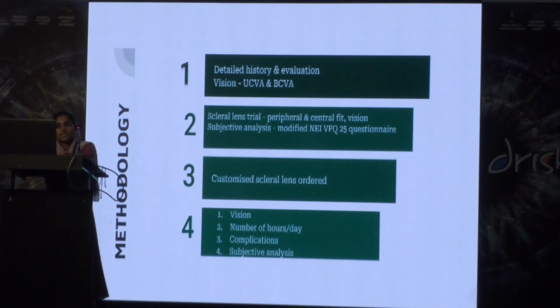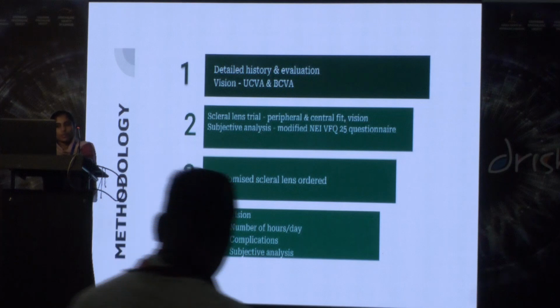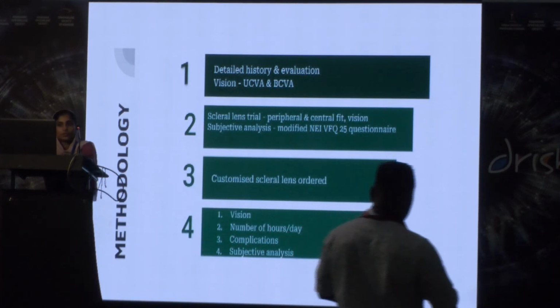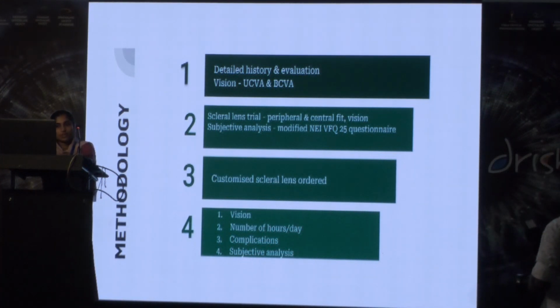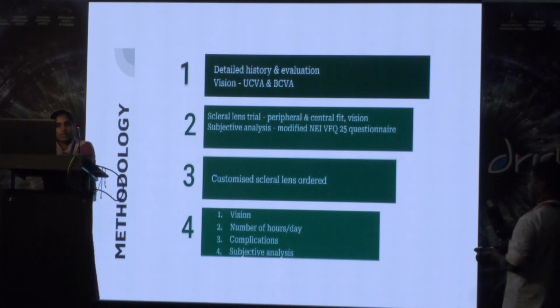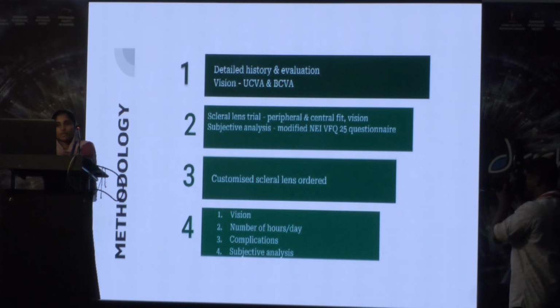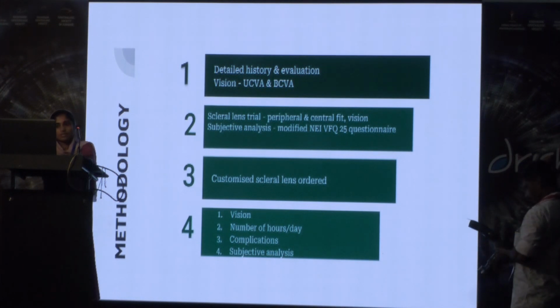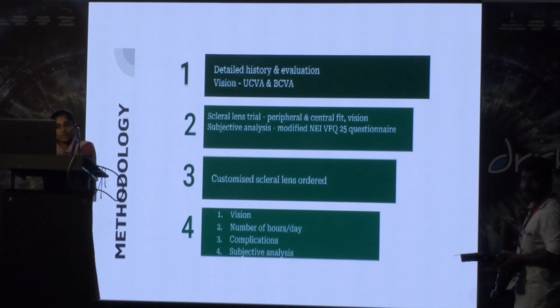Methodology. First, a detailed history and evaluation of the patient is done, including the anterior segment examination and posterior segment examination. The IOP is also recorded. Both the uncorrected visual acuity and best corrected visual acuity were recorded with a Snellen's chart and later converted into logMAR. The near vision was also recorded. Then a scleral lens trial was done on these patients, in which we assessed the fit of the lens, both the central and the peripheral fit, and the vision with scleral lenses was recorded.